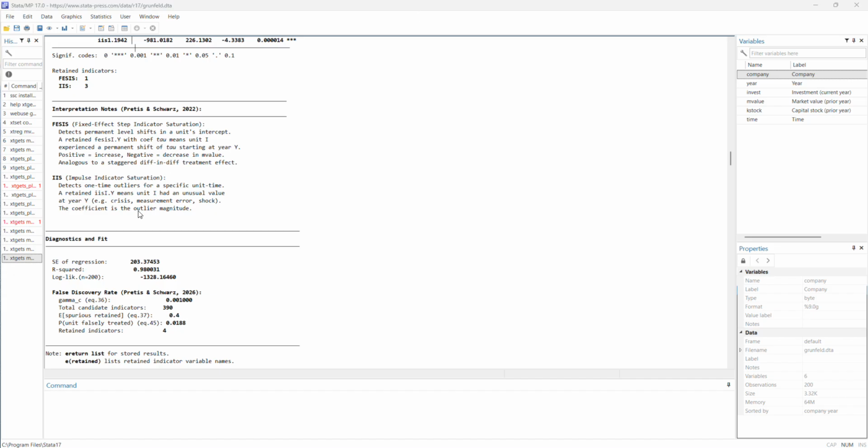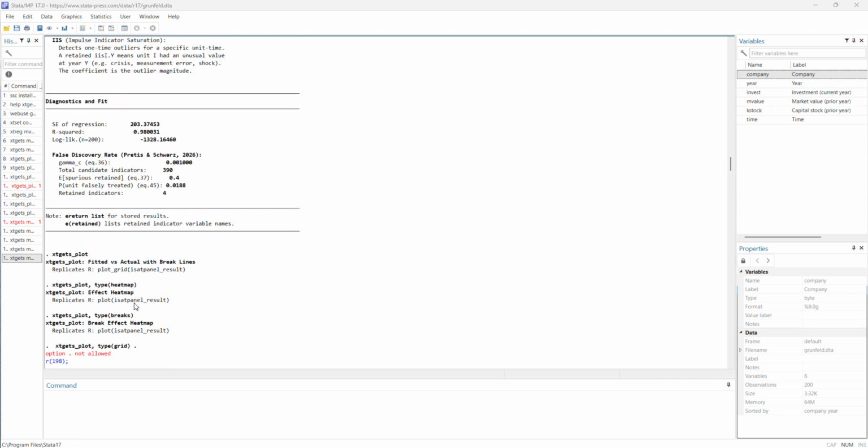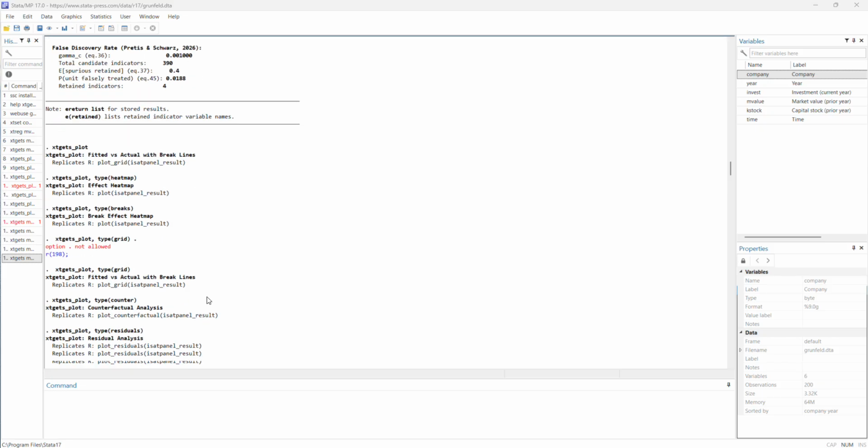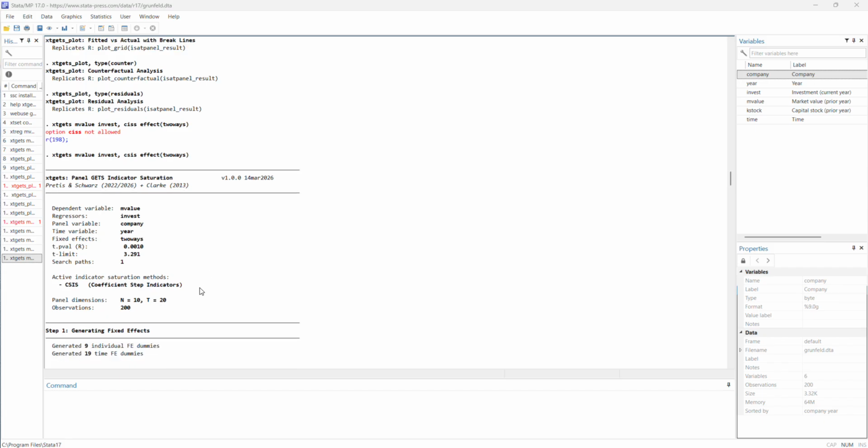So this model picked two of the outliers, and the reference is there for the interpretation. Now we have created some plots. I will show it later on. I will pick other examples first. Then there is the model of CSIS. What does it do? I will let you know.